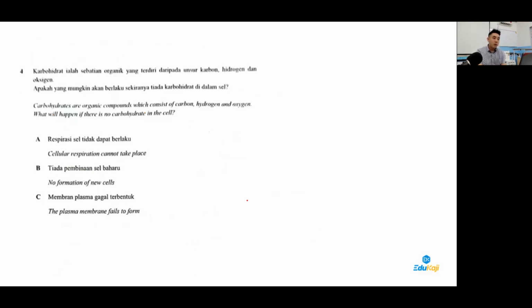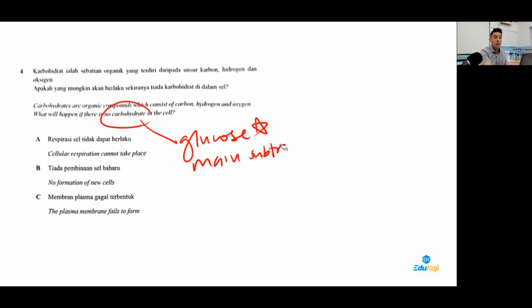Check. Number 4 is from Form 4, chapter 4. What happens if there's no carbohydrate in the cell? Guys, because glucose is very important. We call it the main substrate for respiration. Without glucose, cellular respiration cannot occur. Number 4, answer A.